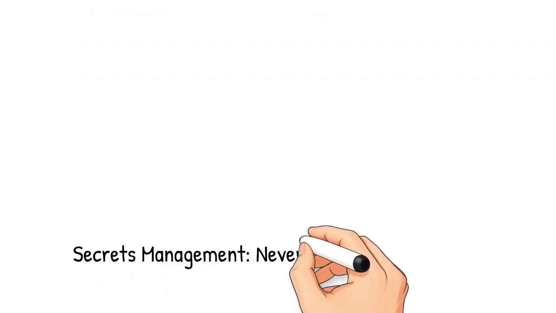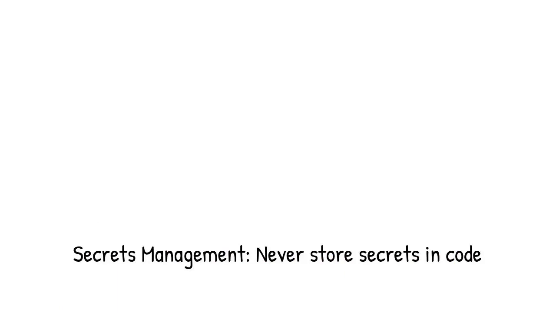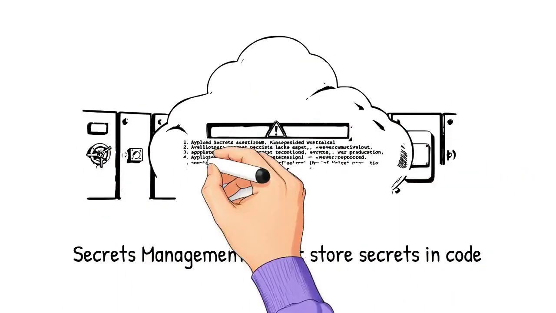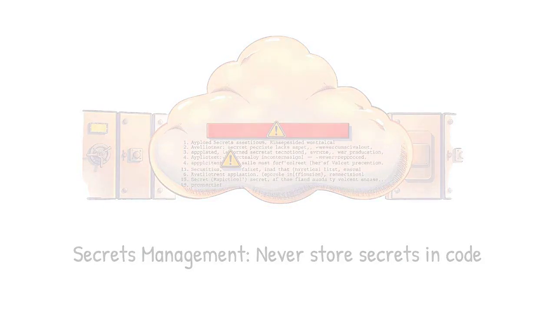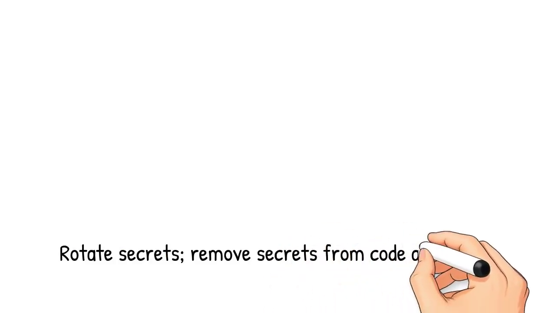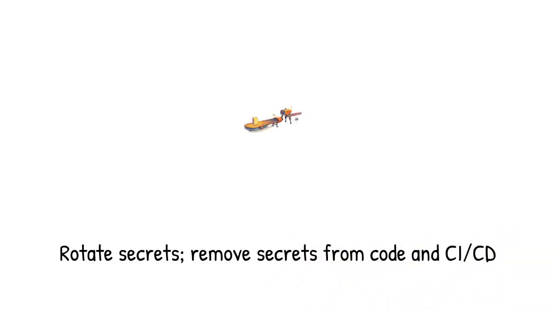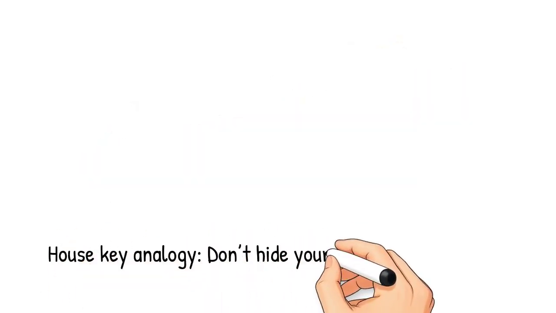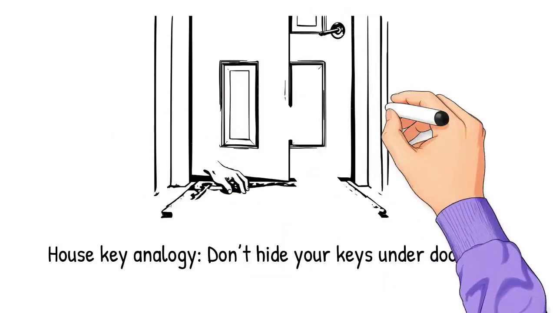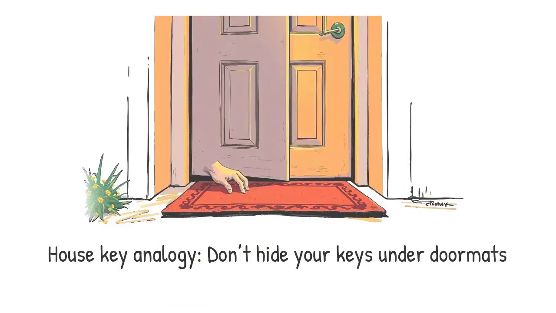Step 5. Secrets management. Never store secrets in code. Hard-coded secrets are one of the biggest cloud security failures. What to do? Use AWS Secrets Manager. Use Azure Key Vault. Use GCP Secret Manager. Rotate secrets automatically. Remove secrets from code, GitHub, CI/CD. Use environment variables securely. Use IAM roles instead of keys whenever possible. Analogy: leaving your house key under the doormat is convenient, but it's also the first place attackers look.